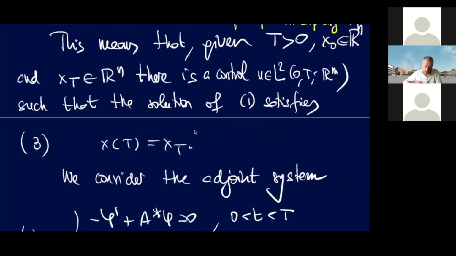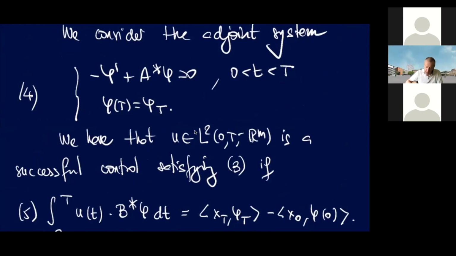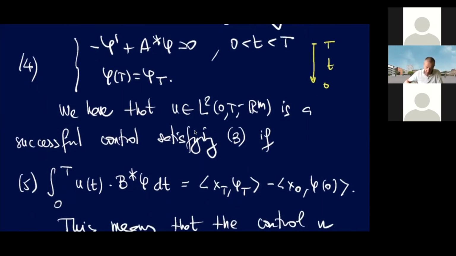This is the prototypical problem of controllability. So we are given a time horizon, we are given an initial datum, we are given a target, a time capital T, and we would like to build the control so that x(T) is equal to x^T. And we said, in order to do this, it's very interesting to look at the adjoint system that now is solved in the opposite sense of time. So time goes from capital T to 0.